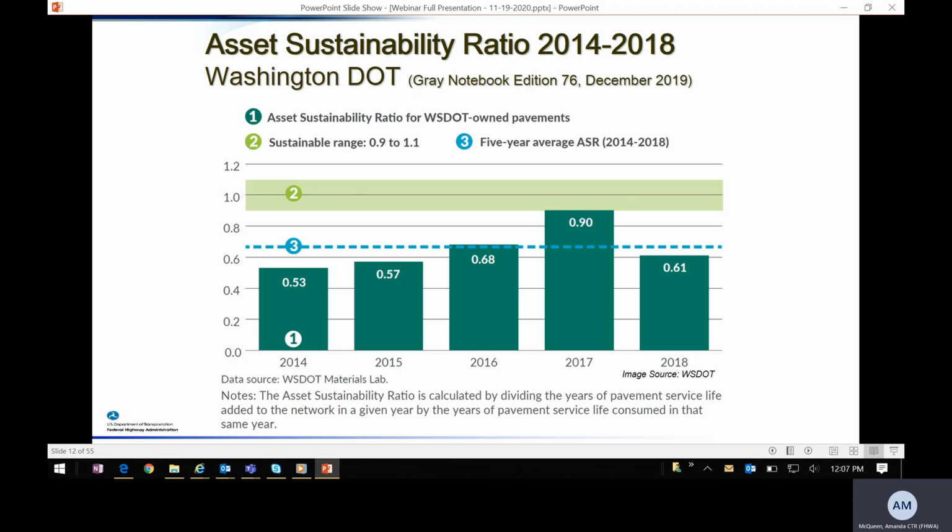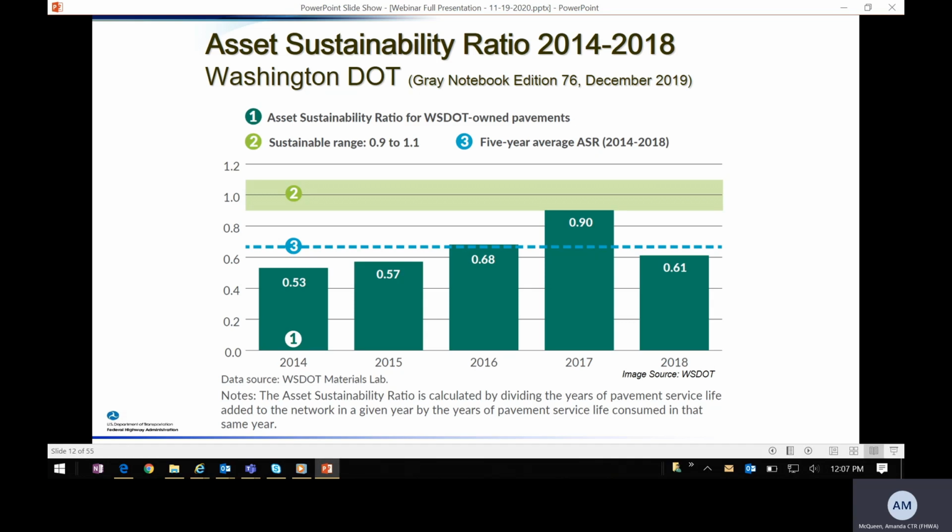This information they do publish quarterly, and their December report has the annual update on the pavement condition. Last year's information shows a much better condition than what they were projecting. But what's interesting about this slide is that it is showing the asset sustainability ratio.